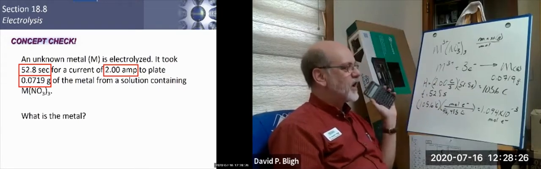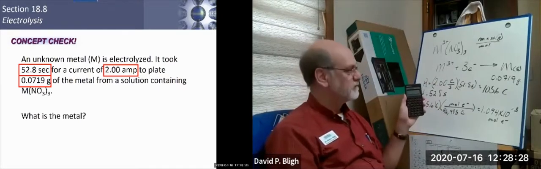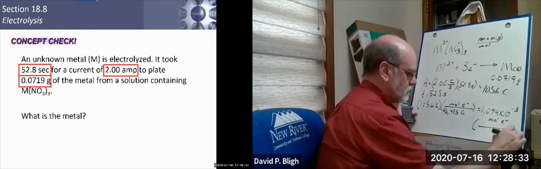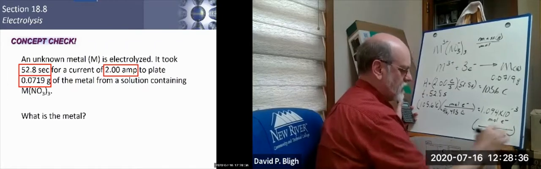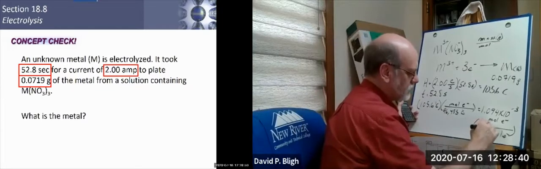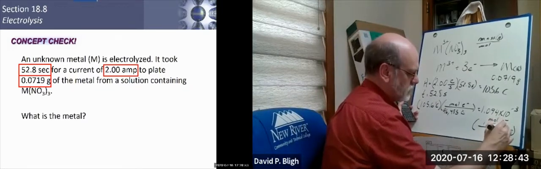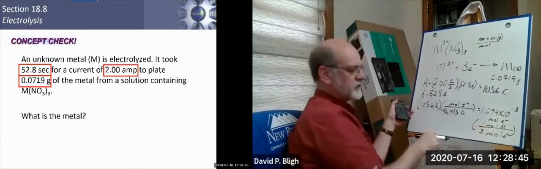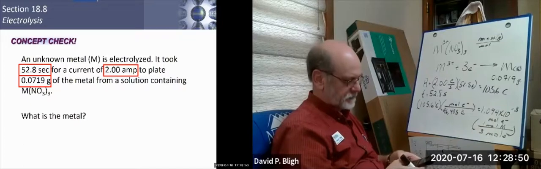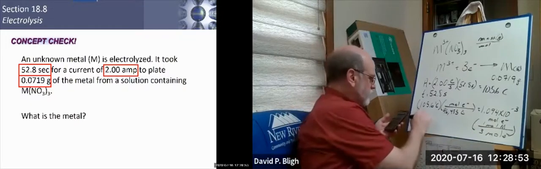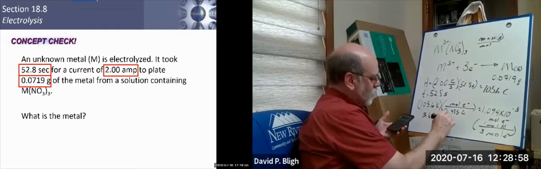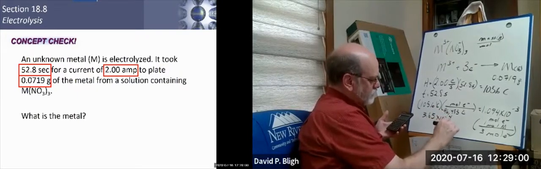How many moles of metal does that represent? Well, for every mole of electrons, how many moles of metal? Well, for 1 mole of metal, we use 3 moles of electrons. So you divide 3 into that. That's 3.65 times 10 to the minus 4 moles of metal.